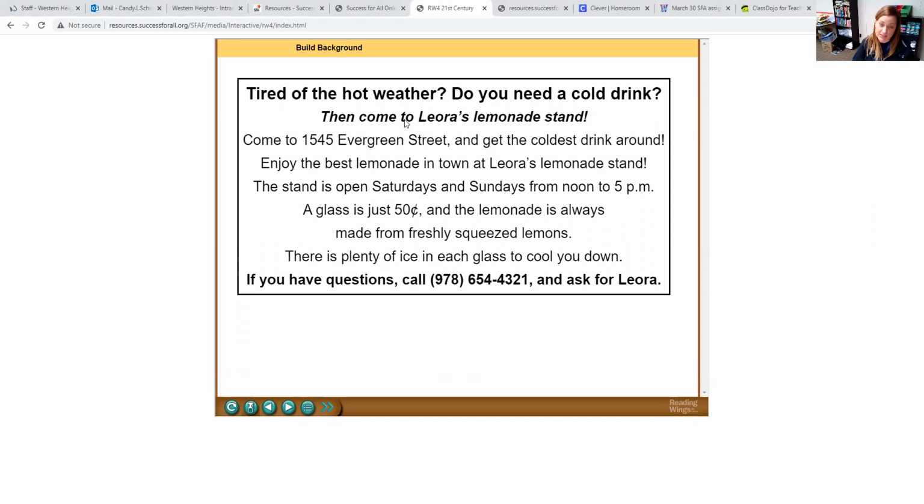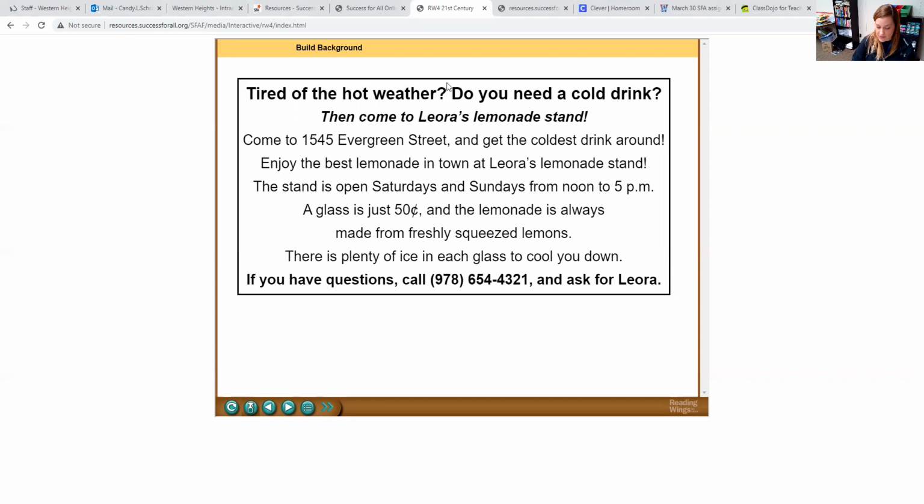Advertisements usually begin with a title or a headline. This gets the reader's attention and makes him or her want to read more. You can ask a question like the sample we just read, or you can just use a statement. So this one asks the 2 questions. Tired of the hot weather? Do you need a cold drink? So most people would want a cold drink whenever it is hot weather.